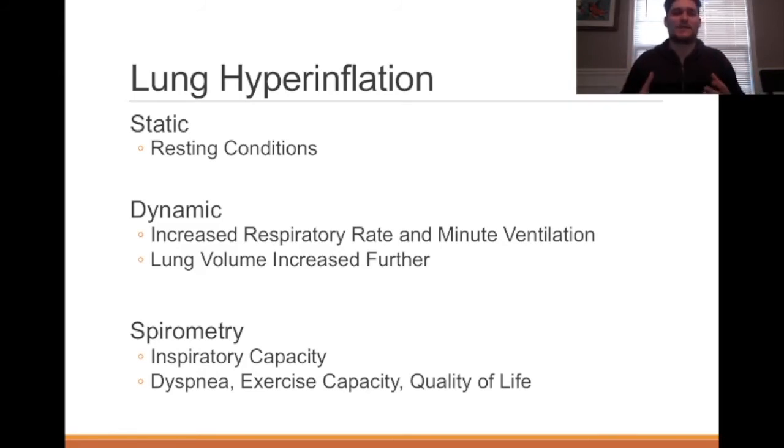And since that air is getting trapped, and we need to then work against it in order to try to get in more air with more oxygen, our body increases respiratory rate and minute ventilation. So those respiratory muscles have to work now more often, which, as we discussed in the last slide, can lead to fatigue. And because of this increase in respiratory rate, sometimes we see a further increase in lung volumes.